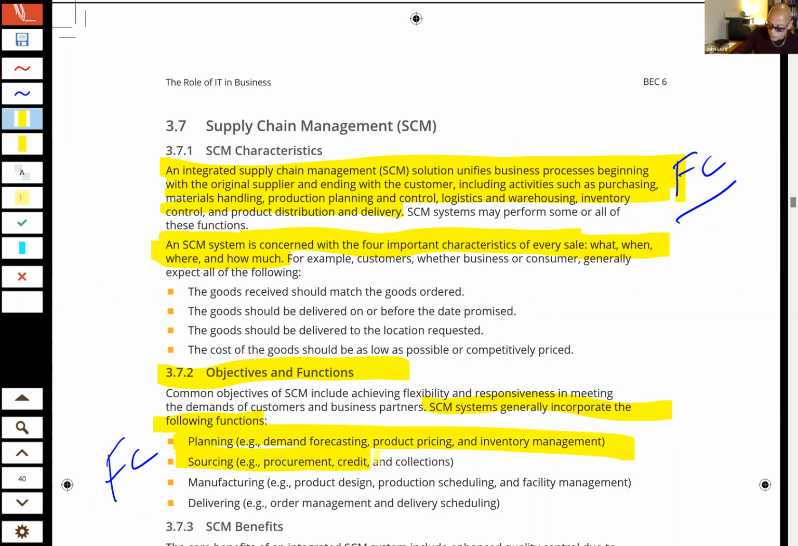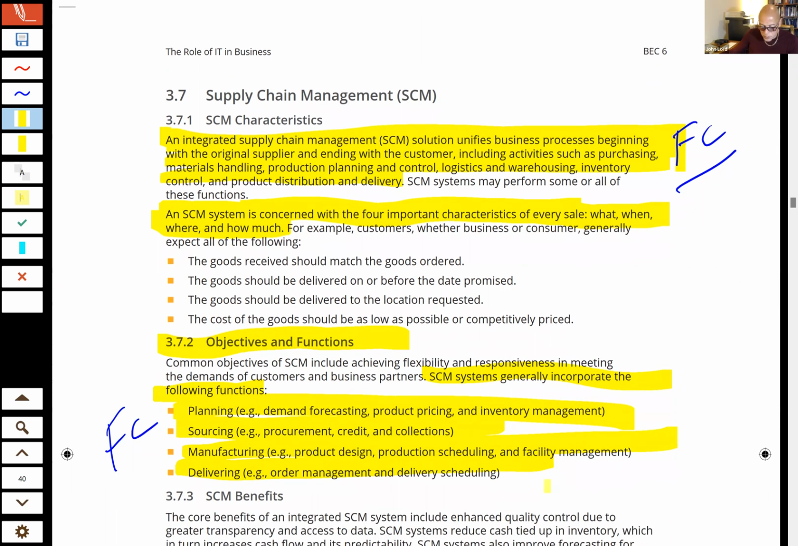Sourcing. Okay, how are we going to procure what we need? What are going to be our credit terms, the collection, the actual manufacturing, and then the actual delivery of those goods. So the different aspects of the supply management system.